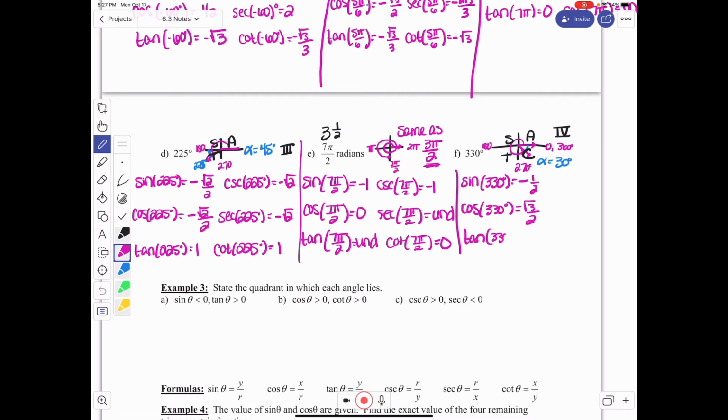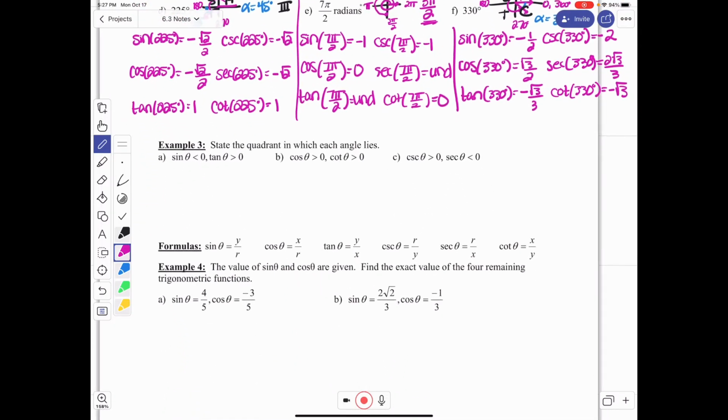Tangent of 330, this one's going to be negative, so I'm going to put my negative down. Square root of 3/3. Cosecant of 330 is going to be negative 2. Secant of 330 degrees is going to be positive, so it's going to be 2 square root of 3/3. And the cotangent of 330 is going to be negative square root of 3. I know it's negative because it's in the cosine quadrant.